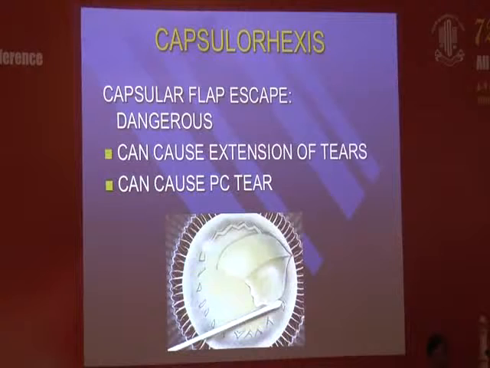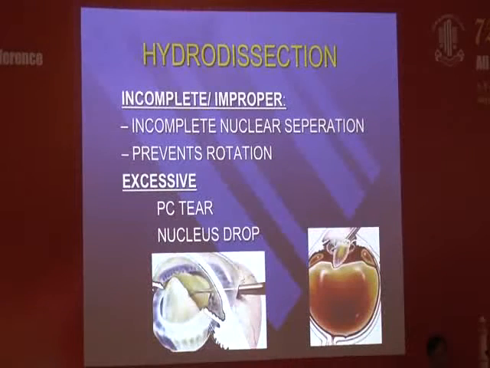Now here the flaps escape, and these flaps are dangerous whenever you are aspirating. The flap will bring out the capsule, and you will think, why is the capsule coming, is there some type of zonular dehiscence or the like? No, it is not like that. It is happening because of the flap you have cut. So this capsule extension or tear can cause a PC tear. Anything anterior trouble can cause posterior trouble, that you should know.